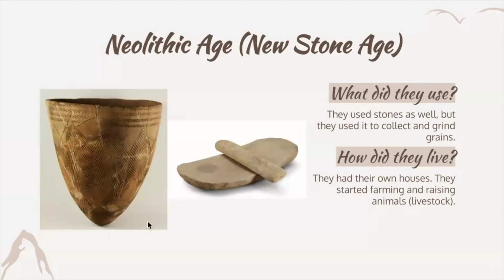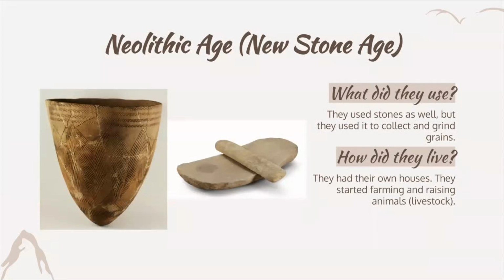The picture at the left is the comb patterned pottery. It is used to collect the grains. The picture on the right is the grinding stone. It is used to grind the grains.